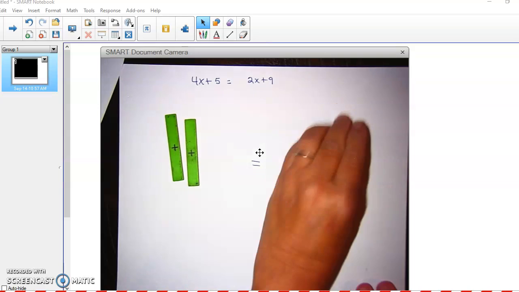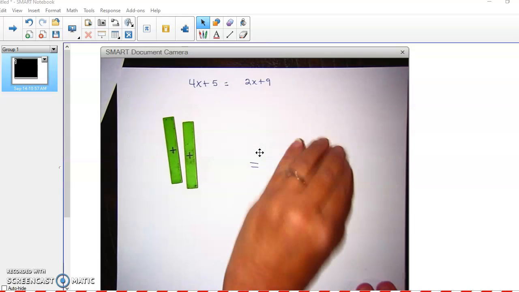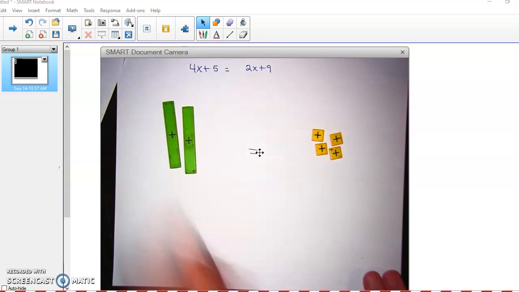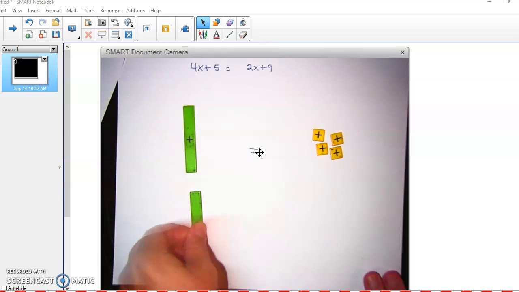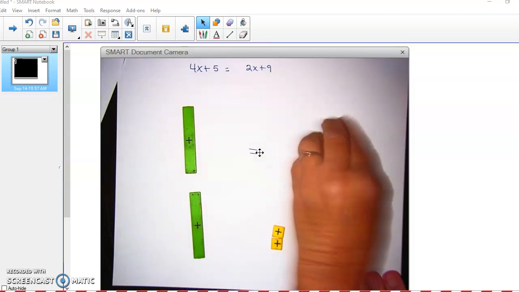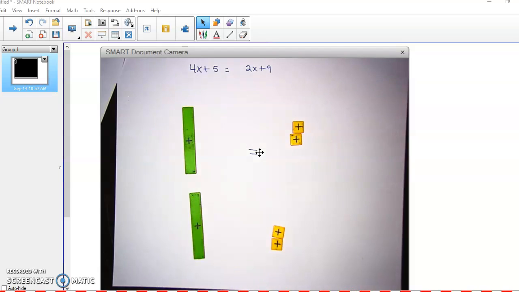And now I have 2x equals 4, and we want to find out what x equals. So remember, we divide it into two groups, and we separate these. And our answer is x equals 2.